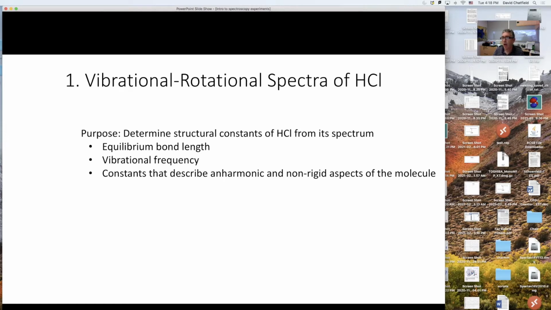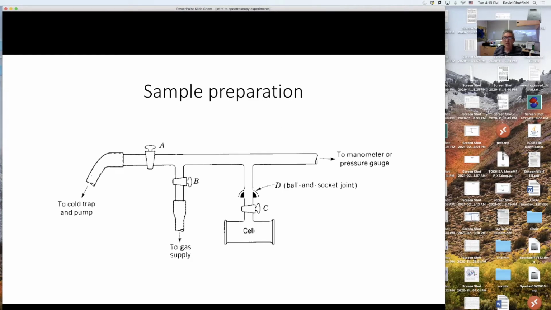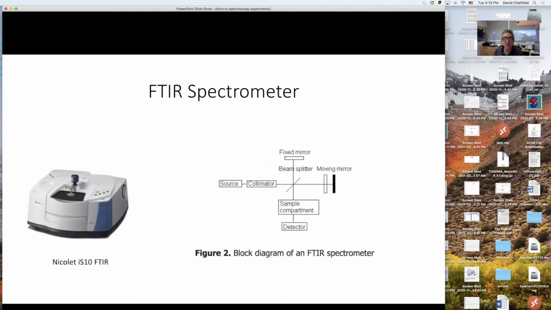I'm going to summarize briefly what is in the laboratory manual. There is a separate slide video about how to carry out the experiment, so I will not dwell on that. This is a schematic of filling the cell. Here's a brief picture of the spectrometer.